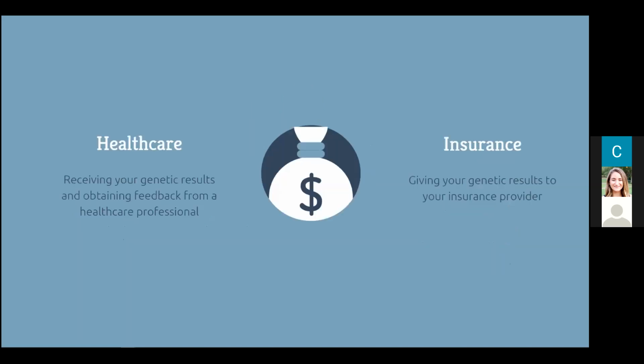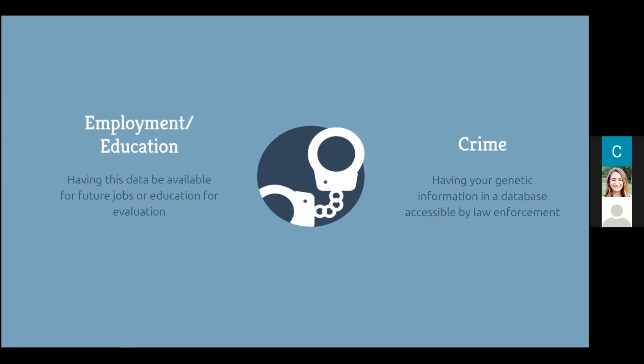The first is healthcare. So receiving your genetic results and obtaining feedback from a healthcare professional. Then we have insurance, providing your genetic results to your insurance provider. Then there is employment/education, having this data be a requirement to obtain a job or to go to school. And finally, crime, having your information in a database accessible by law enforcement.